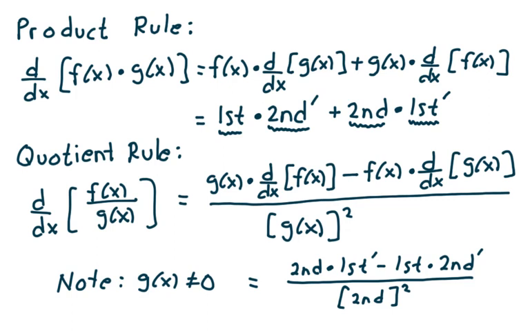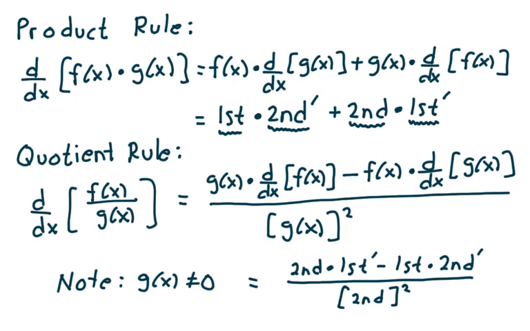And for the quotient rule, we have the derivative of f of x divided by g of x is equal to g of x times the derivative of f of x with respect to x minus f of x times the derivative of g of x with respect to x, divided by g of x to the second power.